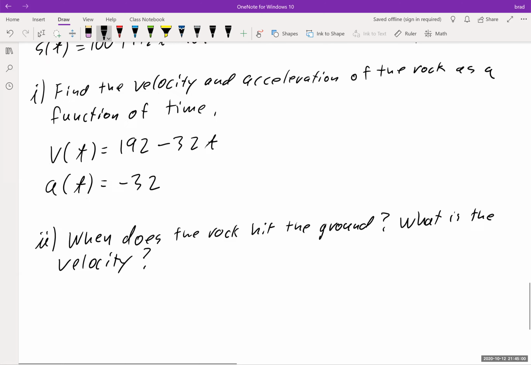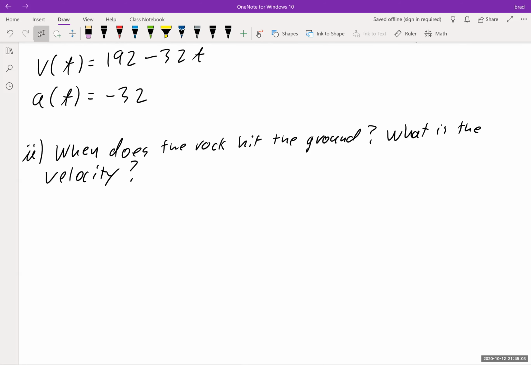So when does the rock hit the ground? Well, the way we're going to figure out when the rock hits the ground is, don't we have to set the position function equal to 0? Because that'll tell us when it's on the ground. So let me write this out. S of t equals 100 plus 192t minus 16t squared. And we're going to set that equal to 0, okay? I'm sorry, I'm getting tired. So we're going to have to factor. I don't even know if this is factorable.